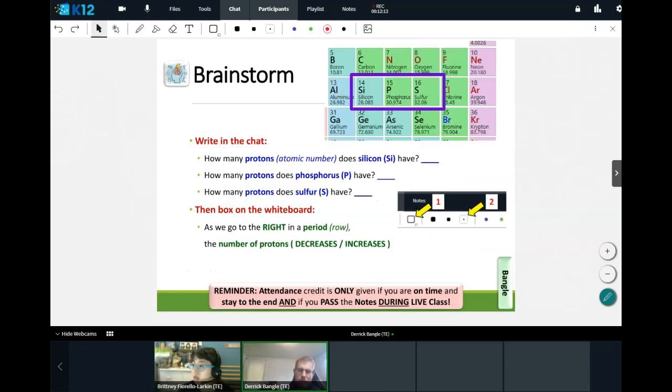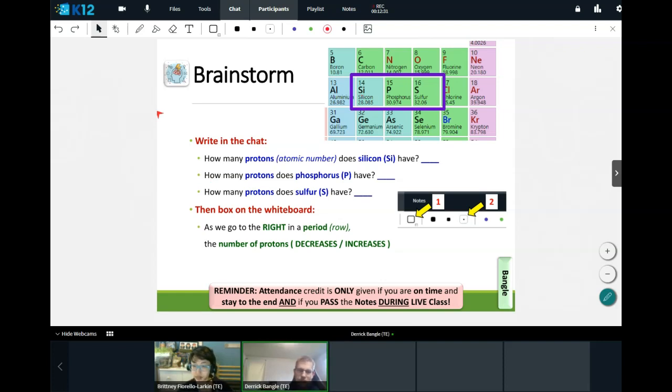We're going to start off with a bit of a brainstorm just to get thinking about what we're going to learn about today. Go ahead for me, write in chat, starting with the first question. How many protons, based off of the periodic table we see up here, does silicon have?